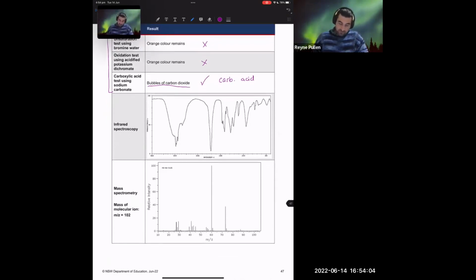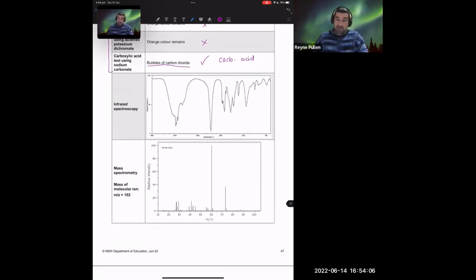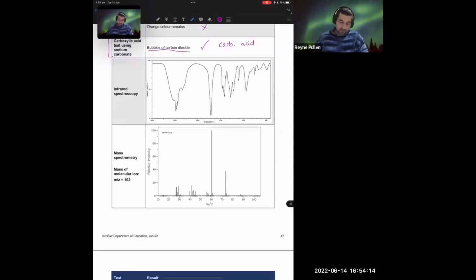Now, as before, I'm going to skip IR and mass spec in preference of trying to narrow things down with the carbon and the proton NMR first, and then I'll confirm some of those initial ideas by coming back to these.